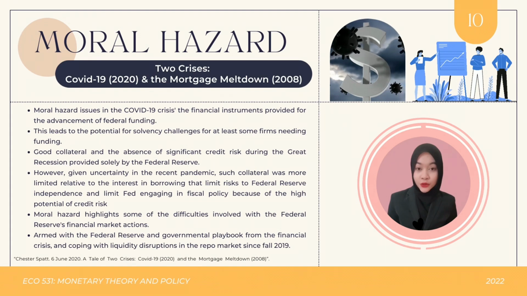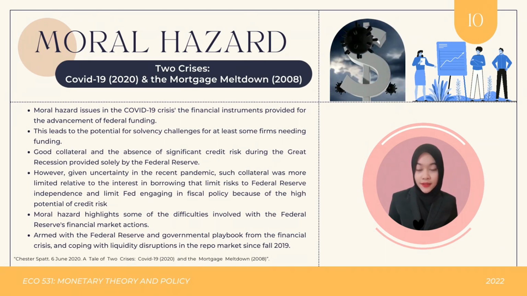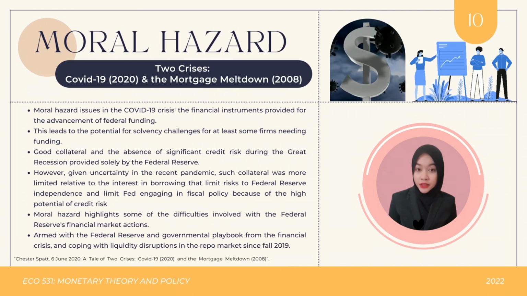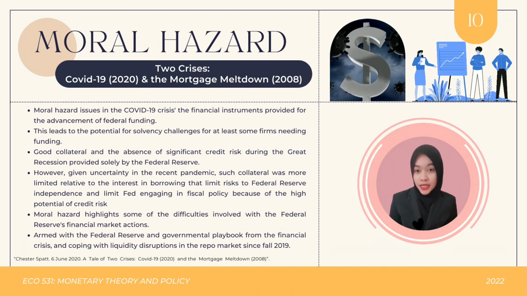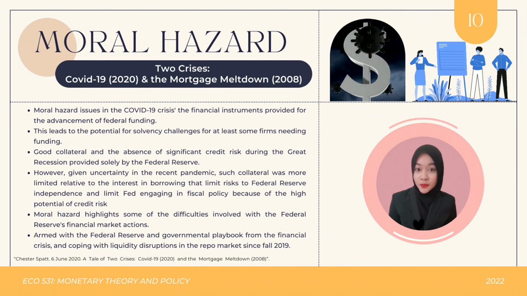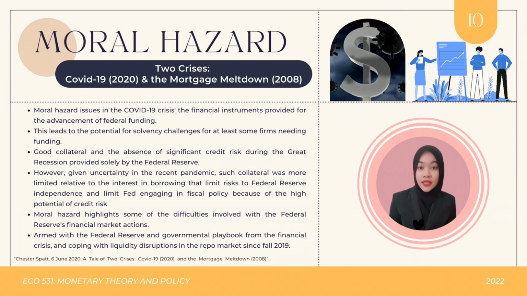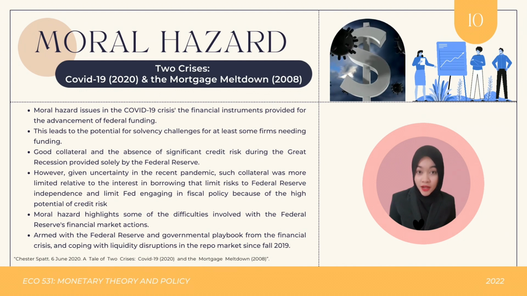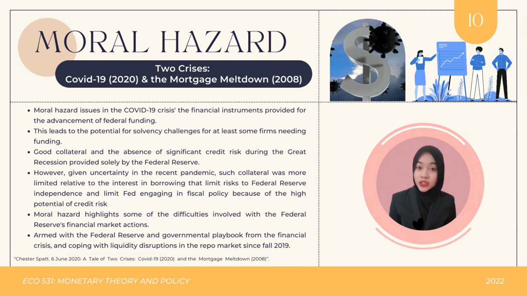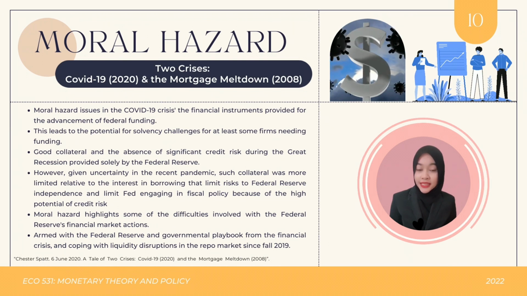Based on A Tale of Two Crises, COVID-19 in 2020 and the mortgage meltdown in 2008 are just as bad because of the extraordinary magnitude of the shock and uncertainty about its duration. Moral hazard issues are important in the economic management of the COVID-19 crisis, and the financial instruments provided for the advancement of federal funding. This leads to the potential for solvency challenges for at least some firms needing funding.